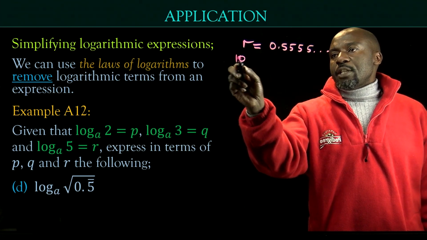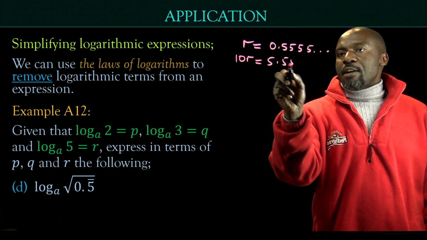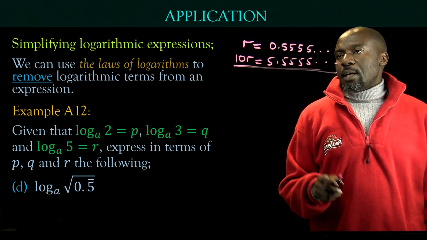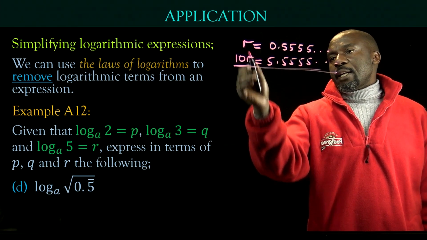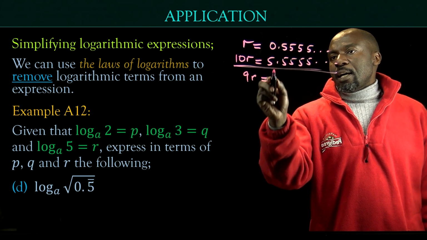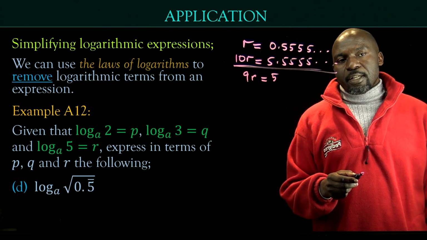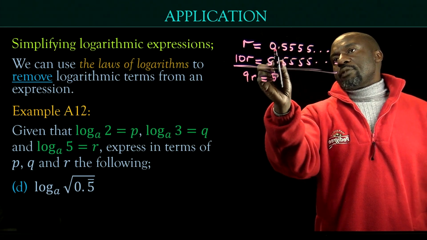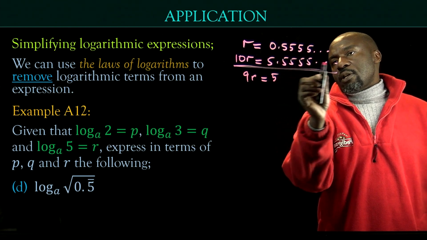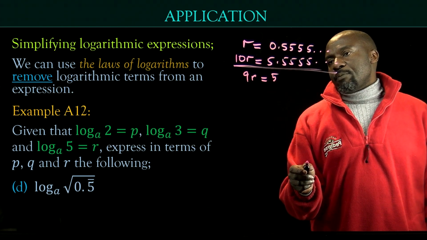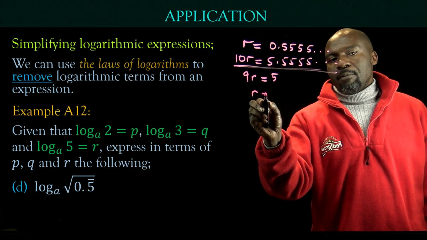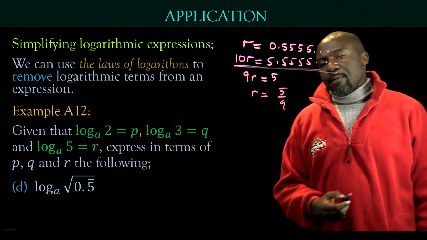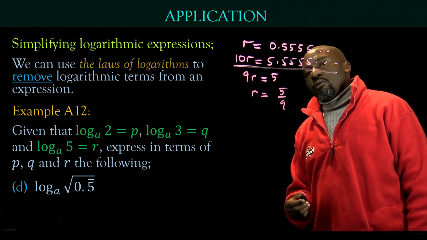Then multiplying by 10 gives me 10r becomes 5.555 recurring. If I subtract the first expression from the second, that means 10r minus r, I'm left with 9r, and this minus that leaves me with 5. I hope you understand. 10r minus r is 9r. 5.555 recurring, subtract 0.555 recurring, takes out all this, I'm left with 5. Divide both sides by 9, and I'm left with r being equal to 5 over 9. So effectively, that is the same as log to base a of the square root of 5 over 9.